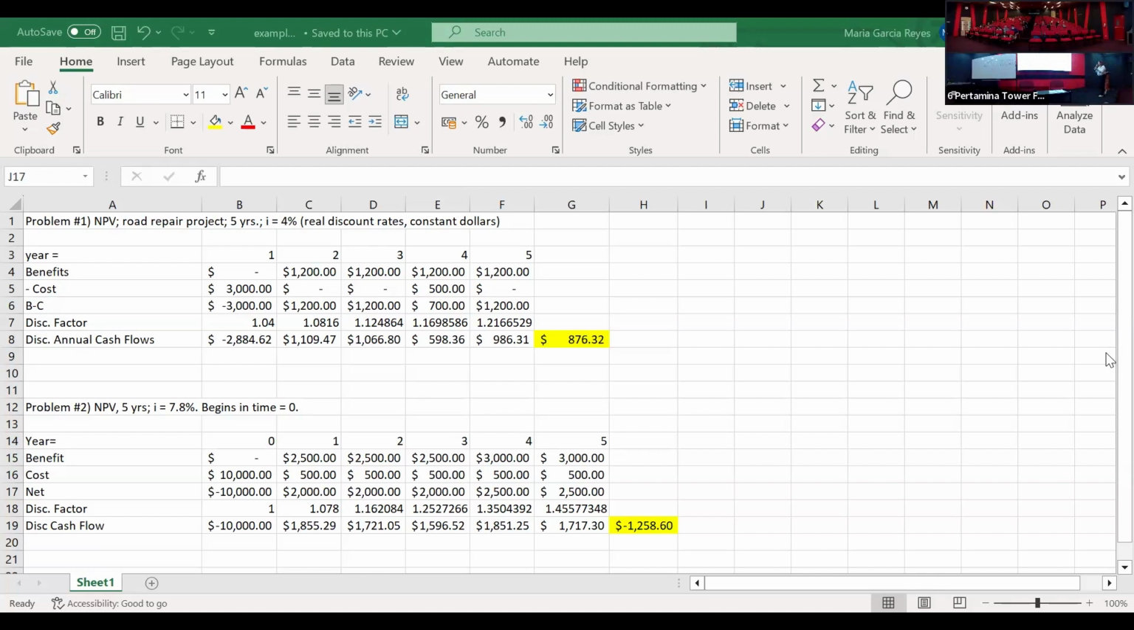Okay. The next example, notice that the interest rate is 7.8%. So that increases a lot these values. Okay. And my cash flow. So at the end of the day, when I compute these things, I go into a negative number. So do I go for the project or I don't go? No, excellent. So we don't go for it. So the interest rate is a big issue.